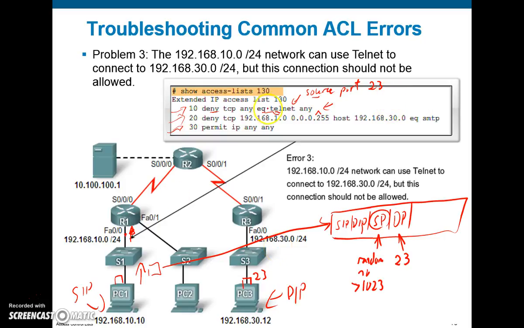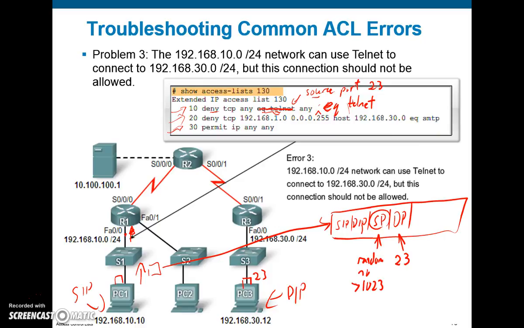So to correct this error, you just remove this and instead put it here, equal to telnet. So instead of deny TCP any equal telnet any, we put this behind. It will be deny TCP any any equal telnet. This tells the router to check for the destination port, and not to check for the source port.